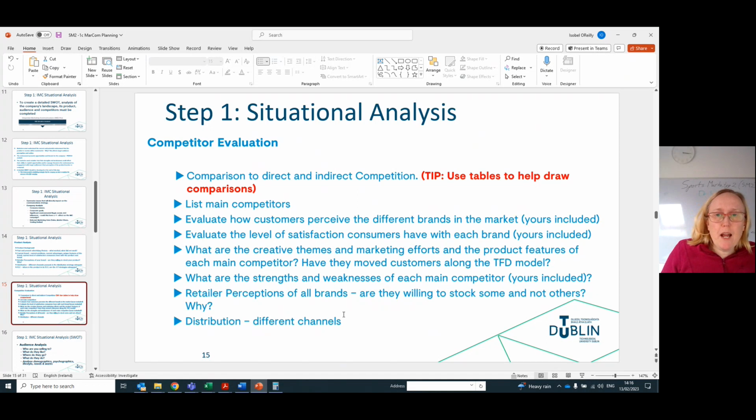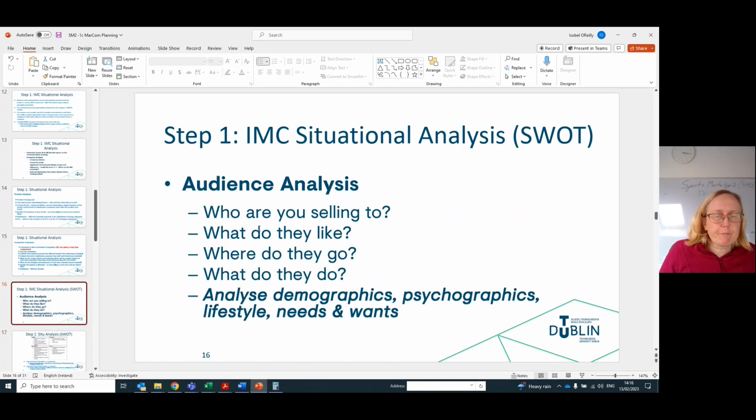Retailer perceptions of the brand. Are they willing to stock some and not others? Are they happy with yours in relation to the others? You know, get general comments that they may have. Distribution, again, other feedback from them.